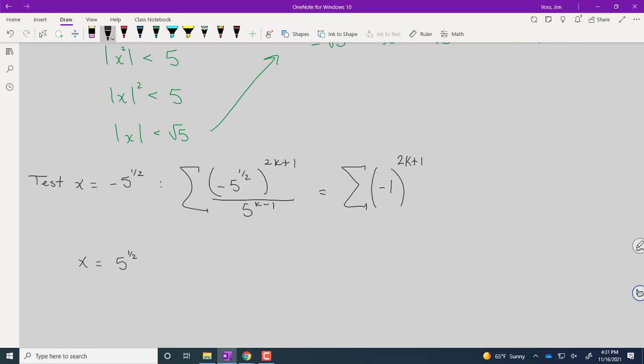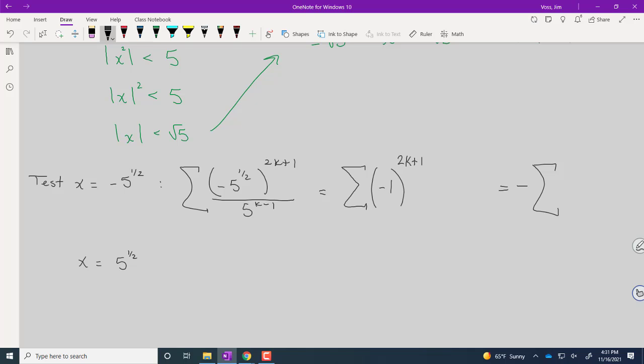Now, let's just look at that switch for a moment. Is it really a switch? No, it stays odd. That exponent stays odd. So that means it's really just a minus 1. All right? 2 times any number is even. Any even number plus 1 is odd. So this is always odd. So this is going to turn into just a negative sign out in front of the summation.